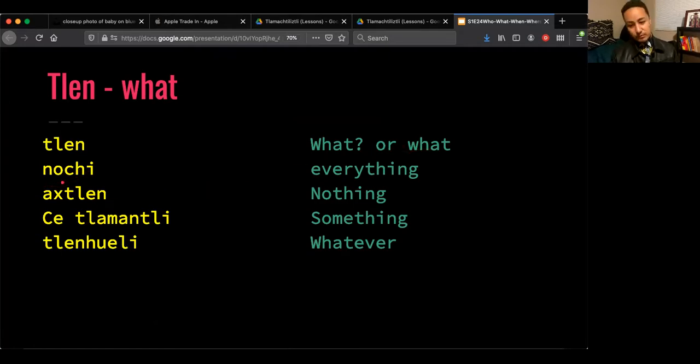So we learned nochi is everything. It can mean all or everything. This is nochi. Ashtlen is nothing. So it's literally no what, no what, but it translates as nothing. Ashtlen. So you may have heard when I say, you say tlasokamati, I say ashtlen.